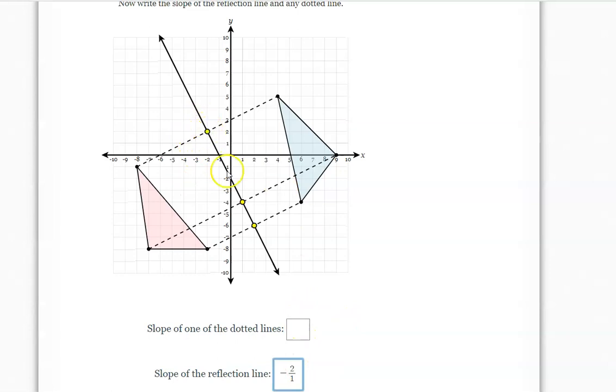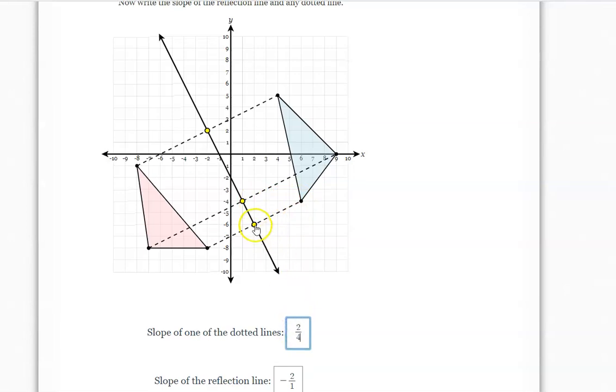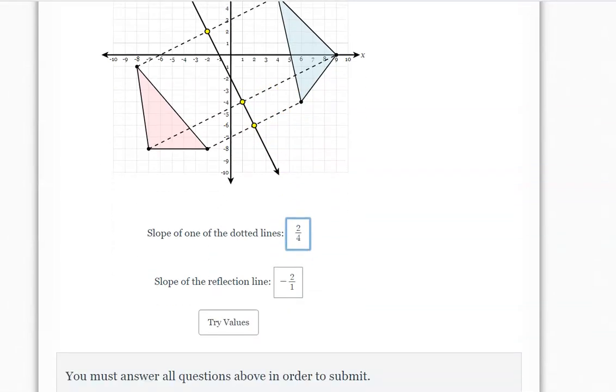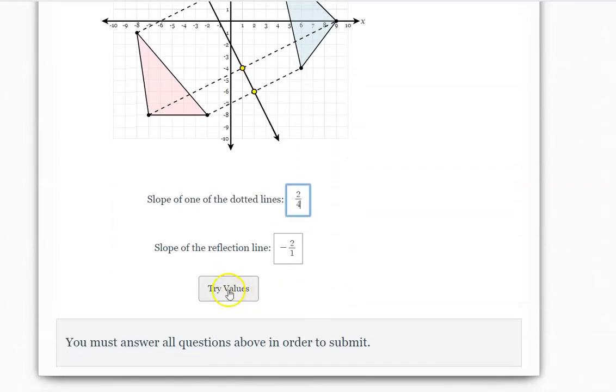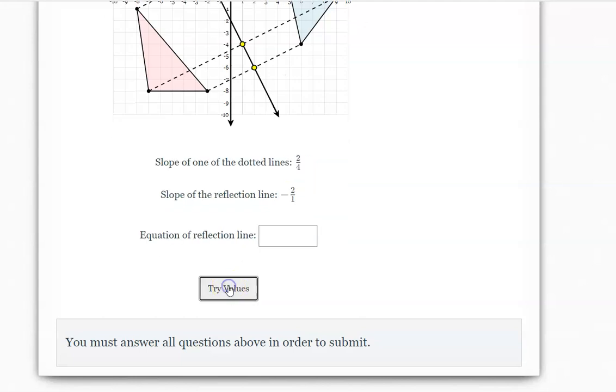Okay, then let's do the dotted lines. I'm going to go from this point here to this point here. My rise going from this yellow point to this black point is up 2, that's the rise, and the run is 1, 2, 3, 4. So 2 over 4, and it's positive because I'm going up and right. So I could leave them like that, or I could reduce either one. I suspect it's going to be fine even if I don't reduce, so let's see. Okay, that's cool.